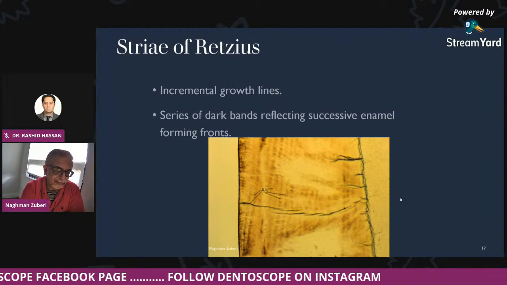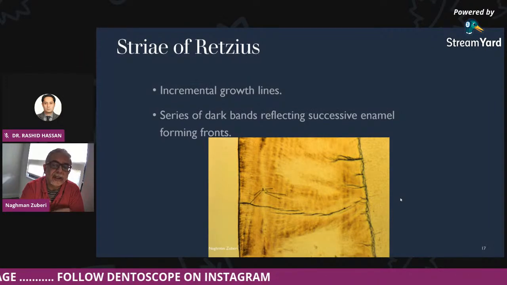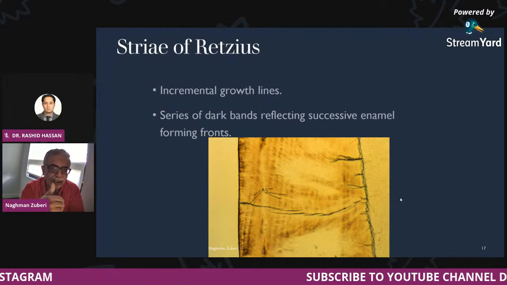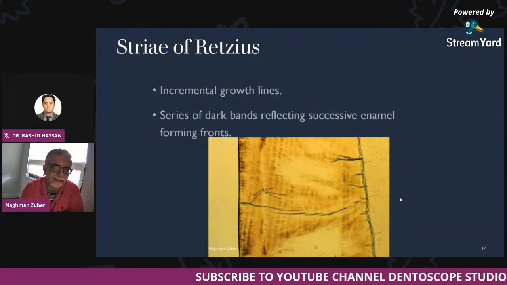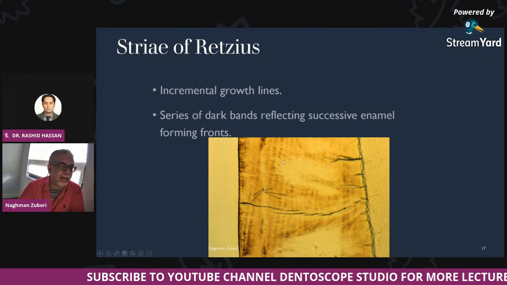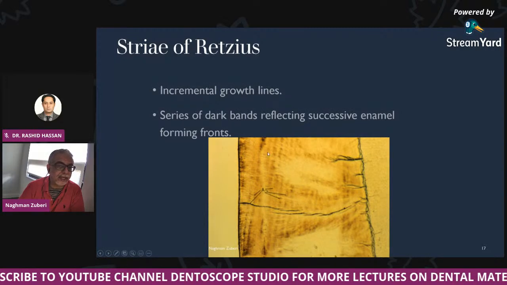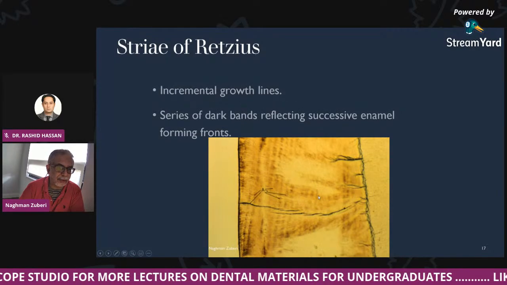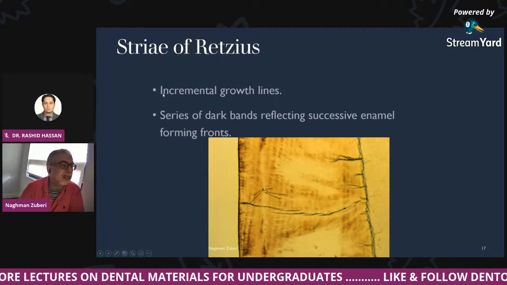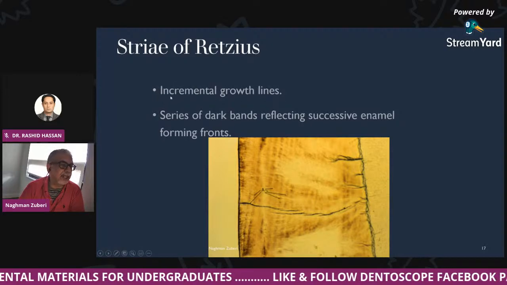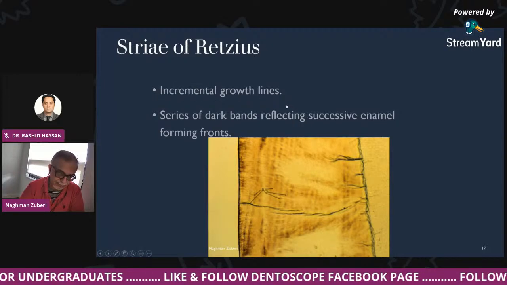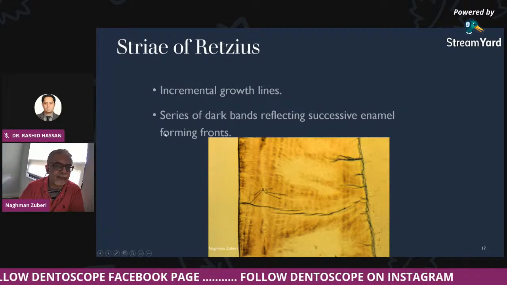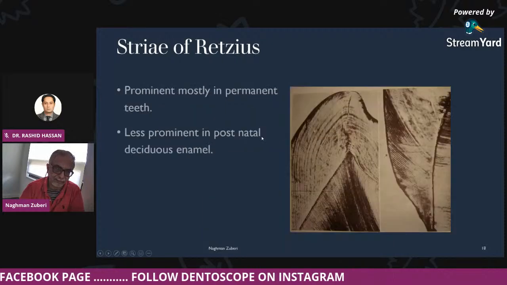Striae or ridges show the growth pattern, how the enamel is growing, expressed by the deposition of enamel, like how much enamel is deposited in one day or in 24 hours. That is represented by the incremental growth lines. These are a series of dark bands reflecting successive enamel forming fronts.